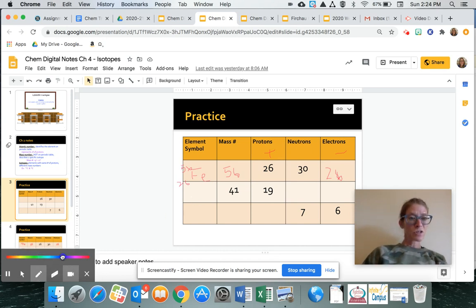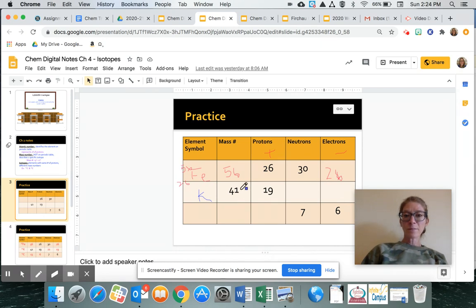All right, I'm going to switch colors so you can see the second row a little better. So in the second row, I know I have a mass number of 41, and I know I have 19 protons. So if I have 19 protons, I can look on the periodic table. Element number 19 is potassium, which is K. The upper left-hand number is my mass number, so I can put 41 in the upper left. The bottom left number is my atomic number, so I can go ahead and put 19 right there in my symbol.